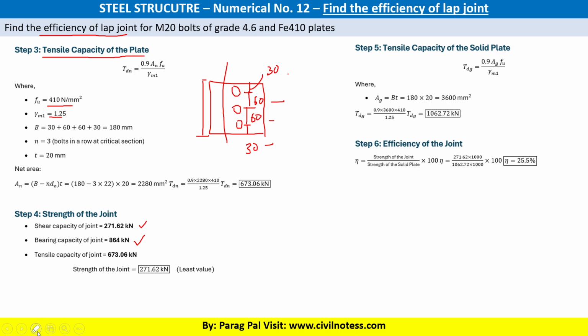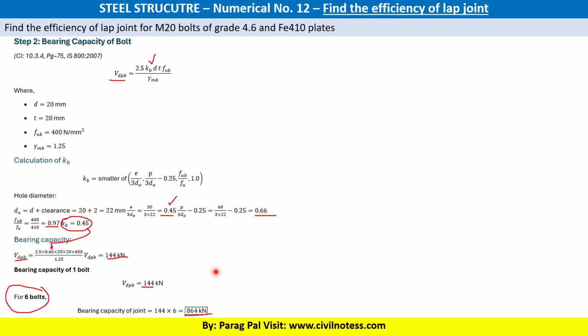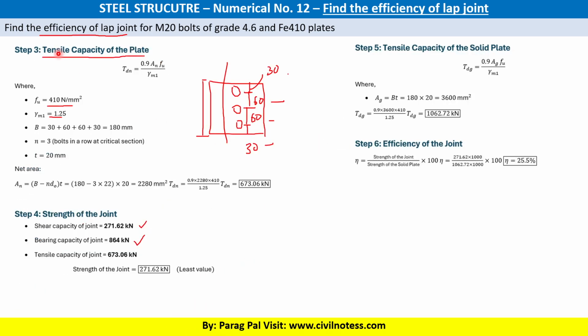So the Tdn that we are calculating here is equal to 0.9 into 2280 into Fu 410 upon 1.25. So we have Tdn equals 673.06 kilonewton. Now we have three values: VDSB 271, VDPB 864, and the tensile capacity of plate 673. The least value, the smallest among these three, is the shear capacity of the joint, which is 271.62, and that becomes the strength of the joint.